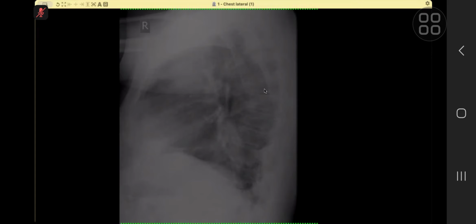You cannot see my mouse. No, I cannot. Okay, so describe it for me.